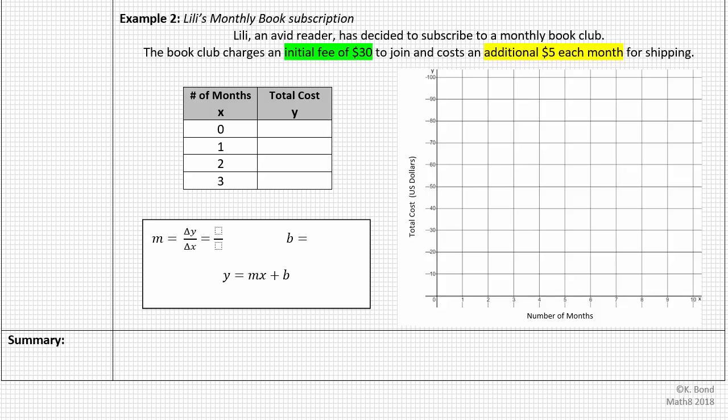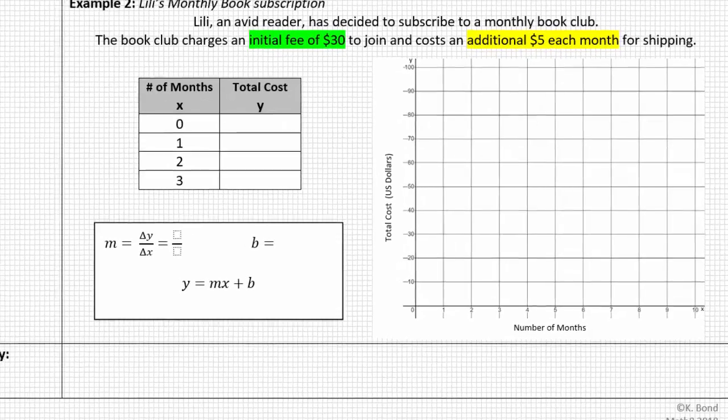How'd you do? Well, if you realized that the $30 initial fee was how much it starts out with for Lily, and then how much it continues each month, this being how much it changes for Lily's subscription, then I would agree with you. And so what I'd like to see you do now is go ahead and complete the table.